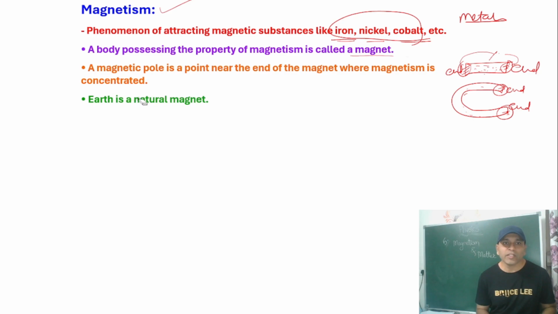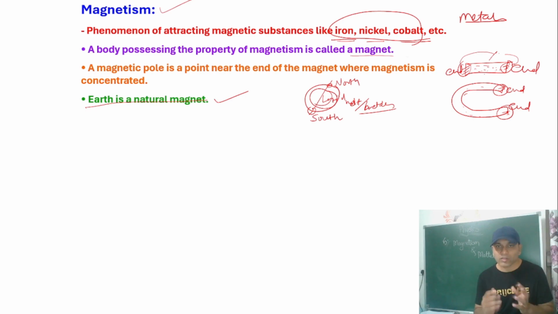The earth is a natural magnet. So this earth, I am saying, has two poles, north and south. It happens due to the core having liquid molten metals, which are rotating. That's why the earth is showing magnetic behavior.